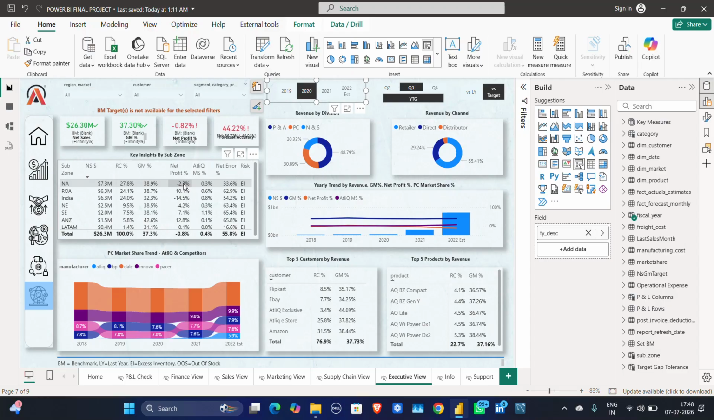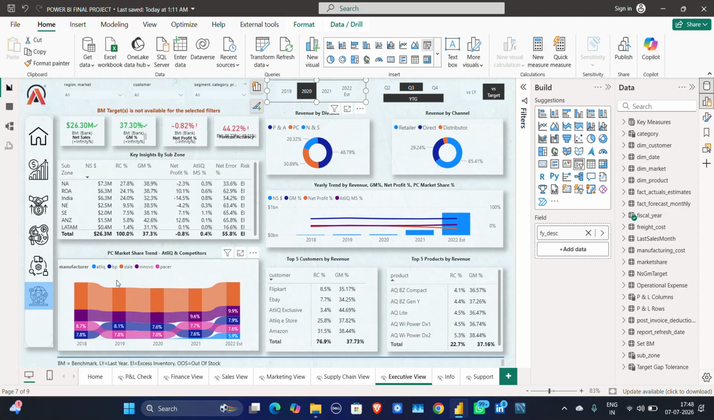The final risk column is particularly useful because it immediately highlights operational concerns such as excess inventory. As you can see here, everywhere there's excess inventory or out of stock, enabling faster business decisions.